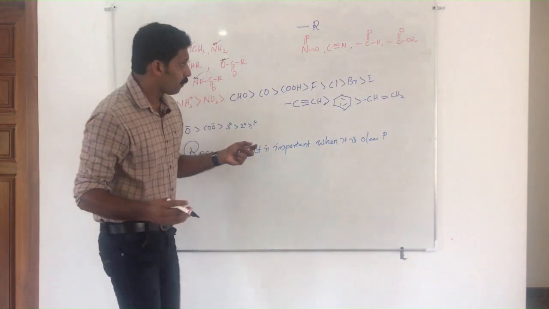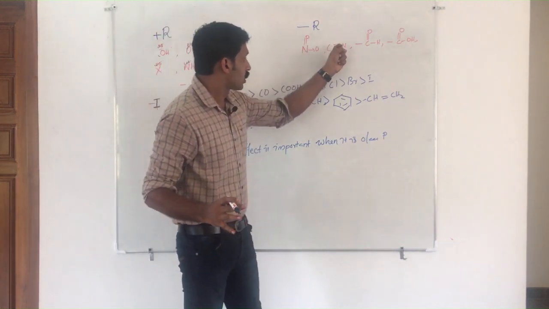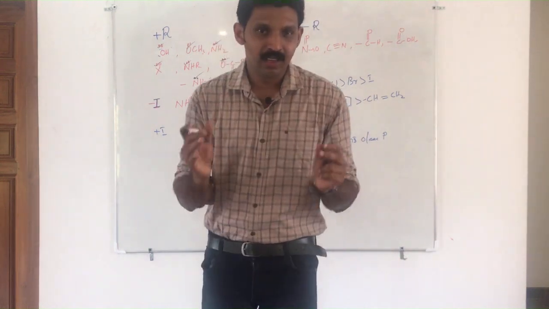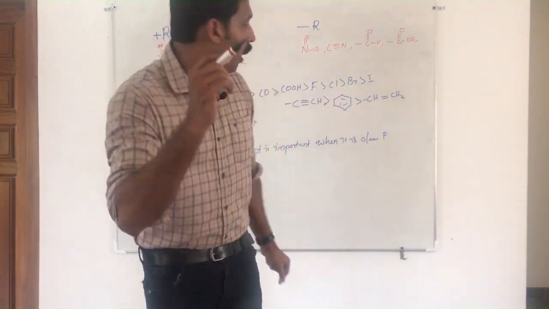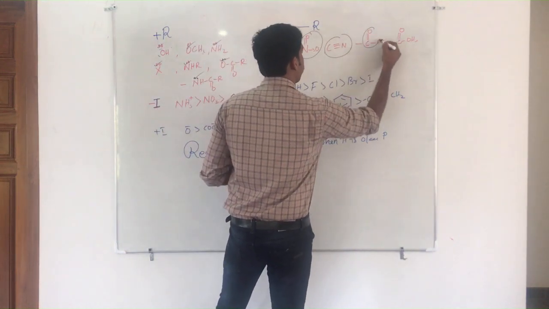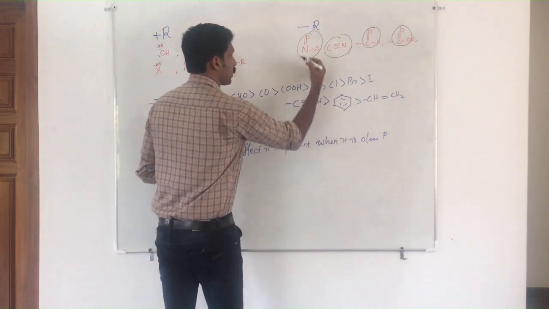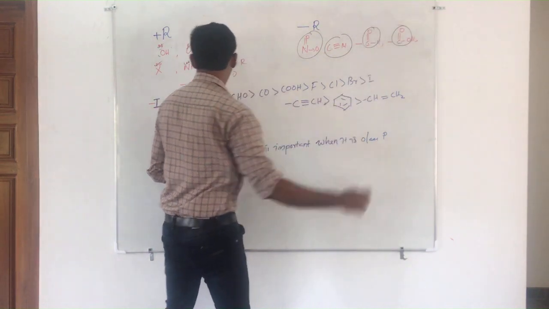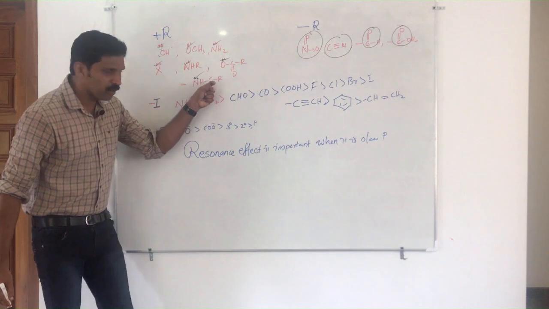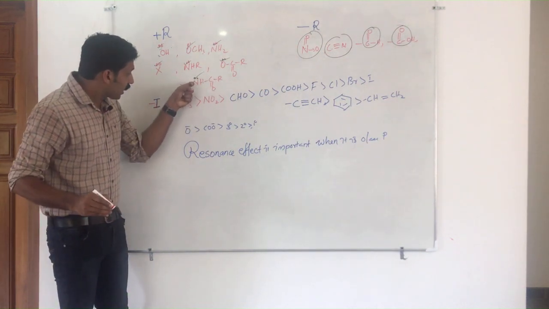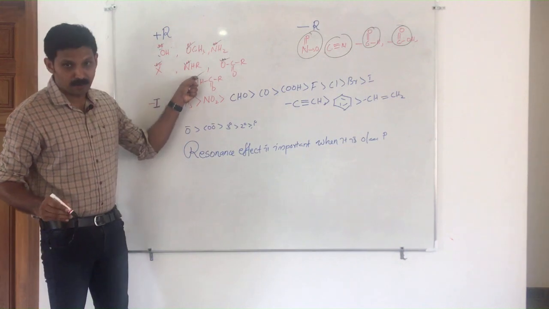Examples of minus R groups are NO2, C triple bond N, CHO, etc. You can understand very easily whether it is a minus R group: these groups have multiple bonds, N double bond O, C triple bond N, C double bond O. Here again, a multiple bond is there, but nevertheless it is a plus R group because the atom attached to the benzene ring has lone pairs.